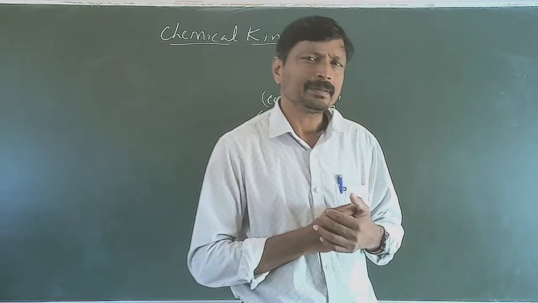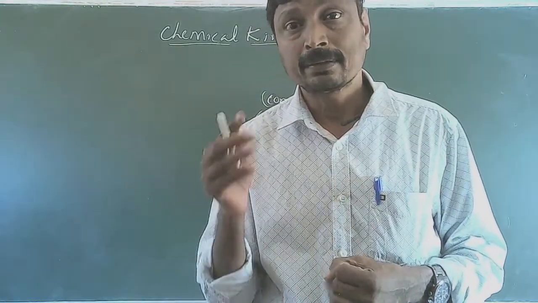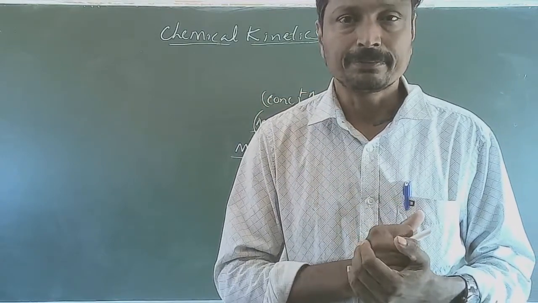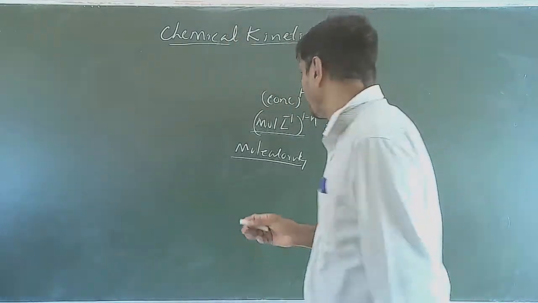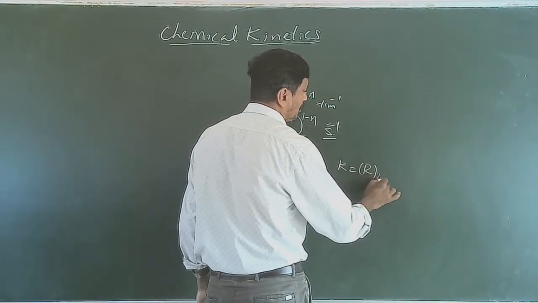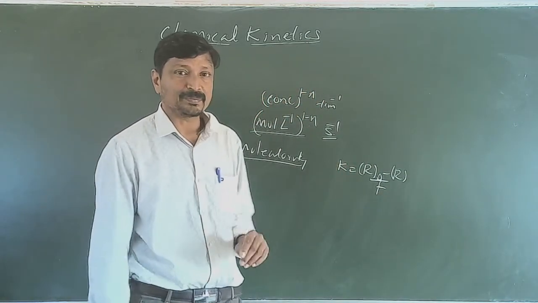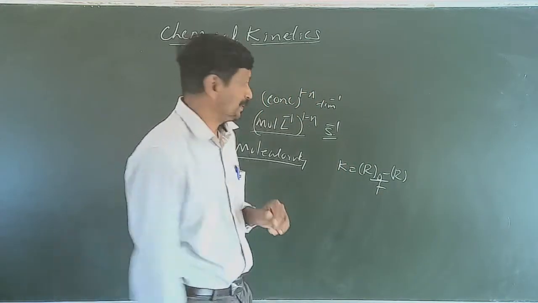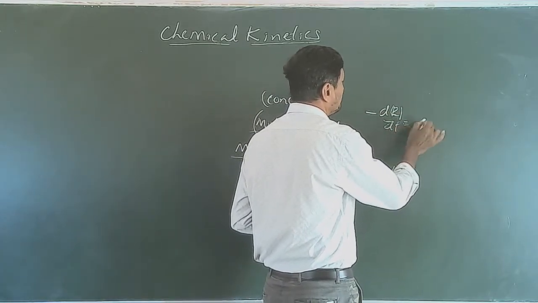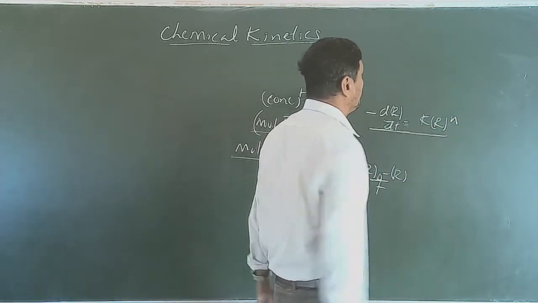So, after that, the one more thing I discussed in my last class was the integrated rate equation. The integrated rate equation for zero order reaction, K is equal to R naught minus R divided by T. You are able to derive this equation. For that, what is needed? You need the differential rate equation, dR by dt is equal to K into R to the power of n. This you have to integrate.